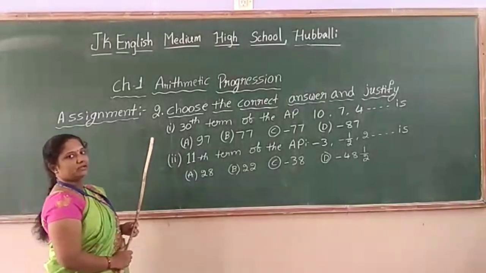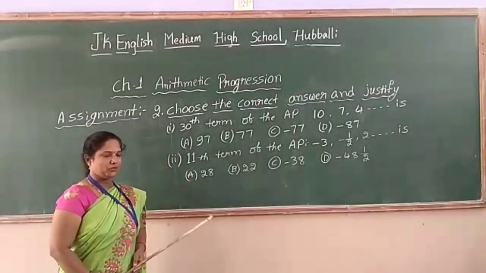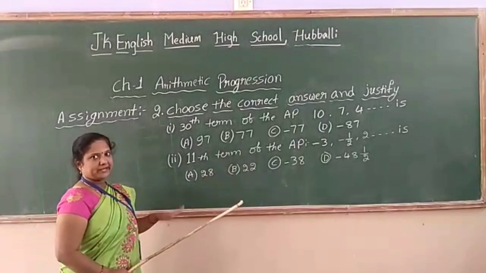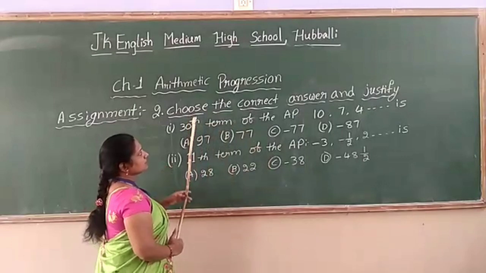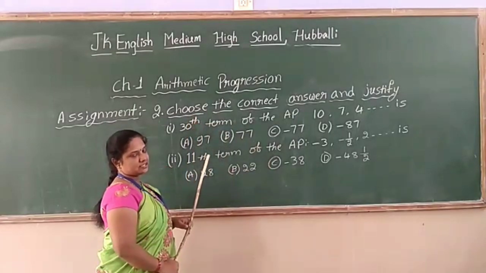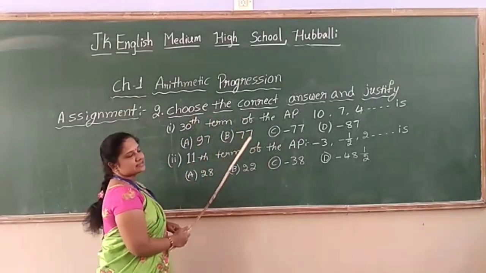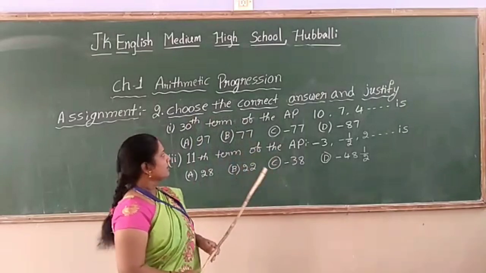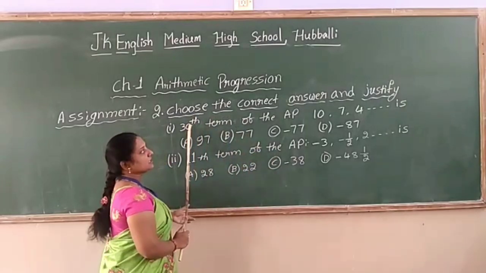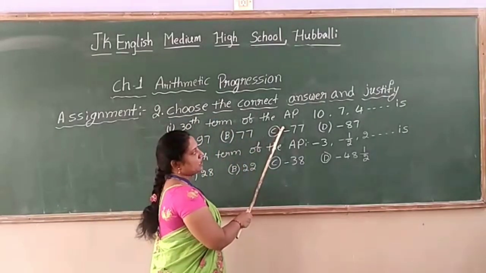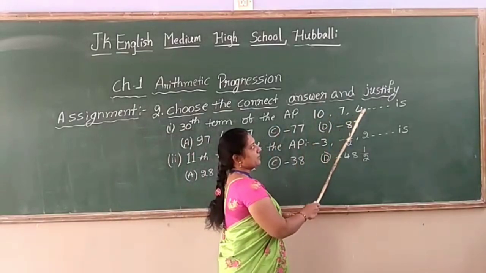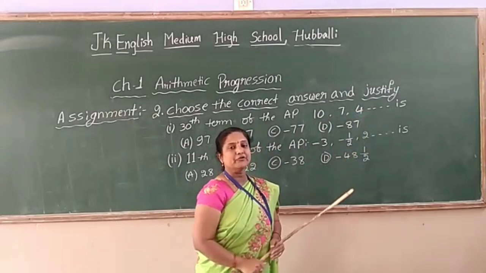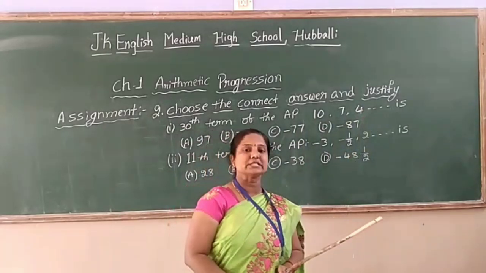Children, the second one I am giving as homework. Already I explained how to find the nth term of an AP. By using the nth term, you have to solve this second one. Choose the correct answer and justify. Here the question is the 30th term of the AP. They gave the AP as 10, 7, 4, etc. You have to find the 30th term of this AP.